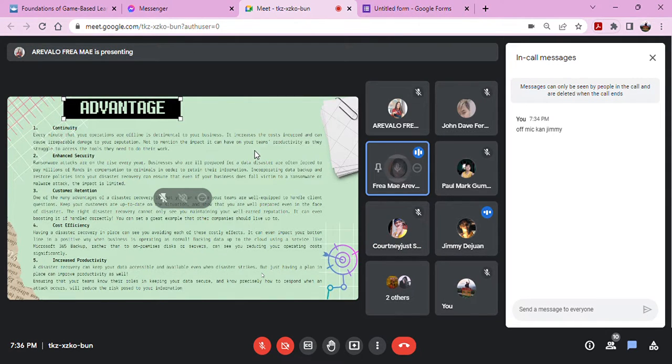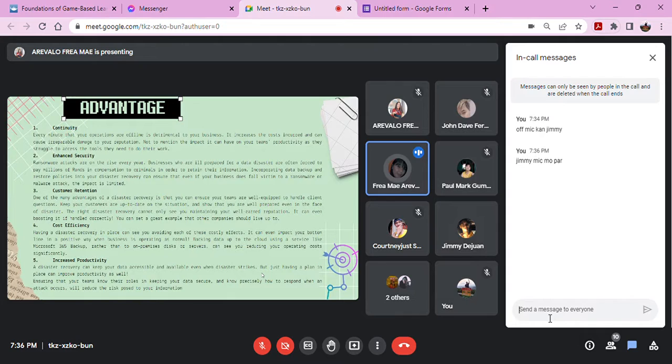Number 3 is customer retention. One of many advantages of a disaster recovery plan is that you can ensure your teams are well equipped to handle client questions. Keep your customer up to date on the situation and show that you are well prepared even in the face of disaster. The right disaster recovery plan can not only see you maintaining your well-earned reputation, it can even boost it. If handled correctly, you can set a great example that other companies should live up to.